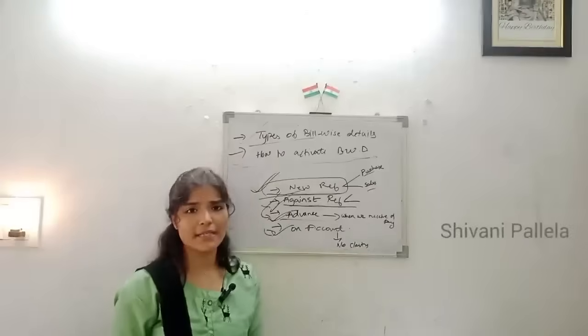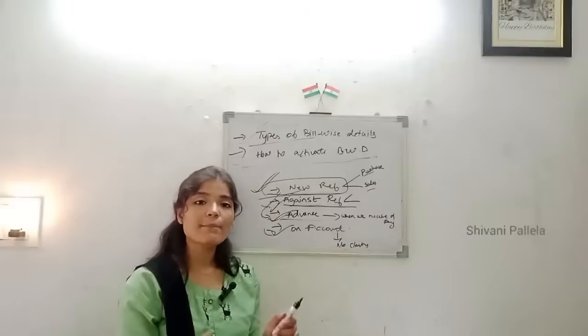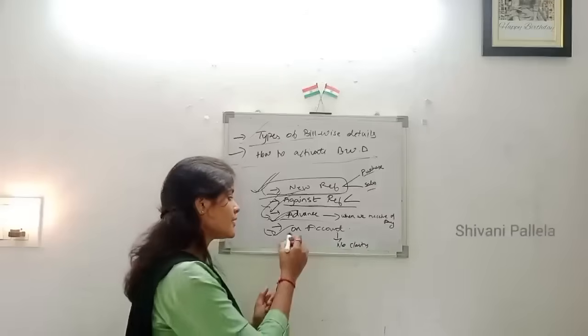On account means no clarity. The bills which we are receiving have no clarity. So that type of clarity-less bills is entered in on account.